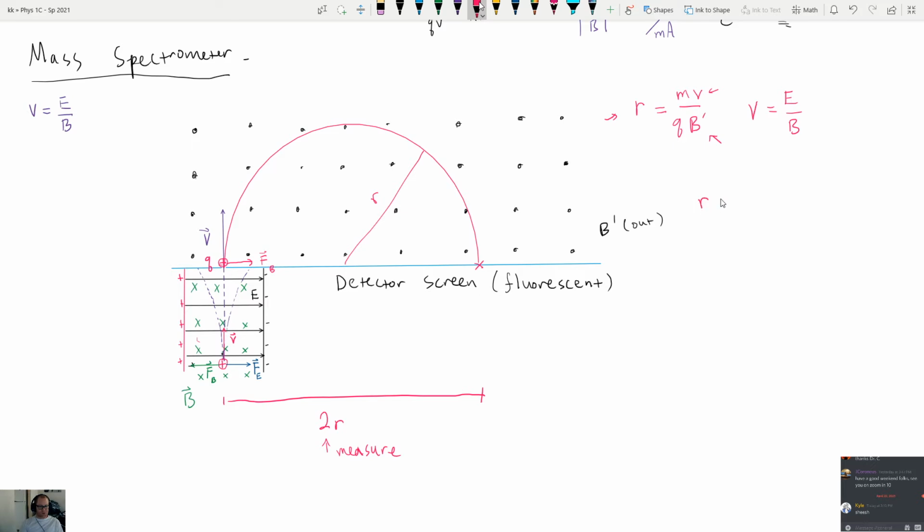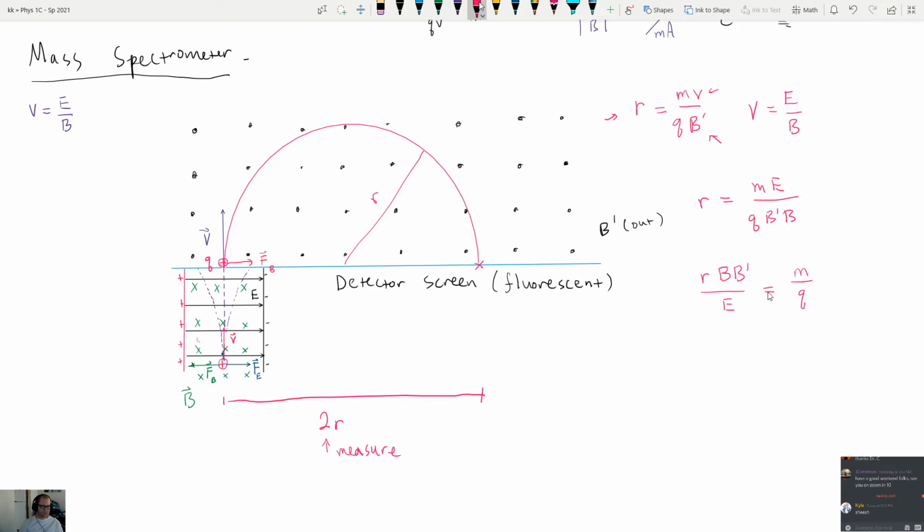So when we put it all together, what we get is that R is equal to M times the electric field from the velocity selector, divided by Q times the magnetic field in the mass spectrometer area, and multiplied by the magnetic field that is in the velocity selector. So there you go. And as I was saying before, everything within this equation is very easy to know. And if we invert it, what we can see is we'll get R times B prime divided by the electric field should be equal to the ratio of the mass of the particle divided by the charge of the particle.